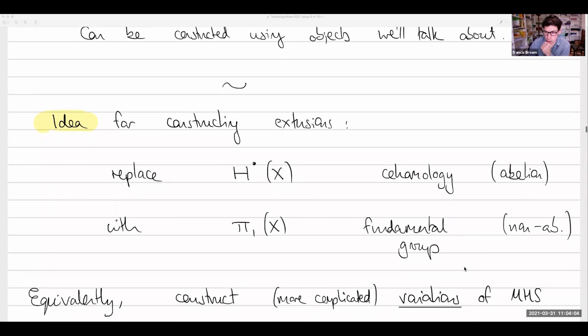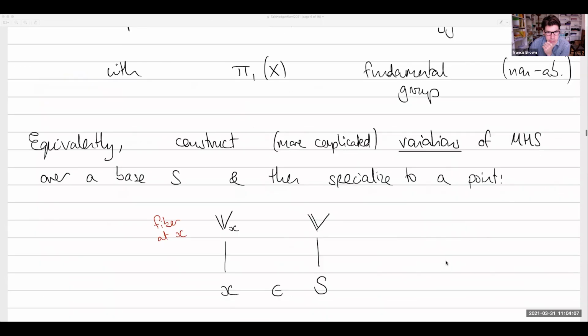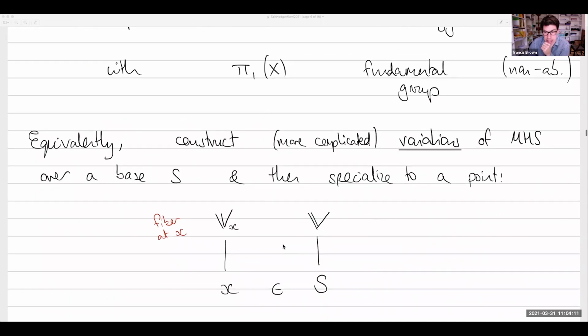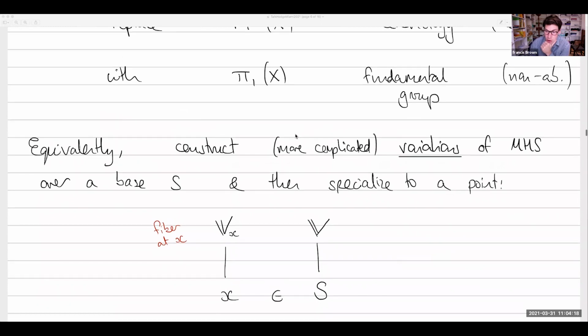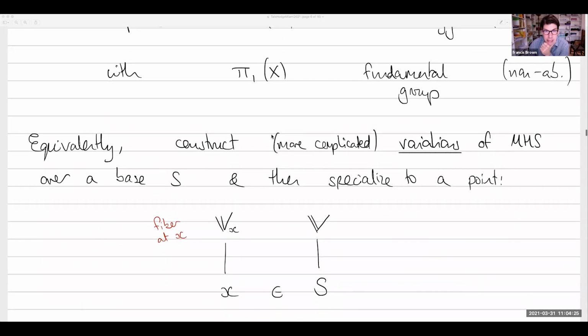Another more concrete way of saying essentially the same idea is the following. Instead of working with the cohomology of X, what we want to do is look at variations of Hodge structures or mixed Hodge structures on X. Here I've written S, but S will typically be X itself. So we'll take our variety X, and we want to construct lots and lots of extensions of mixed Hodge structure on it. And it turns out that that's much easier to do because of these various theories of fundamental groups. And then what we'll do is specialize to a point, and we'll just get a mixed Hodge structure. So that gives us a way to construct lots of mixed Hodge structures.